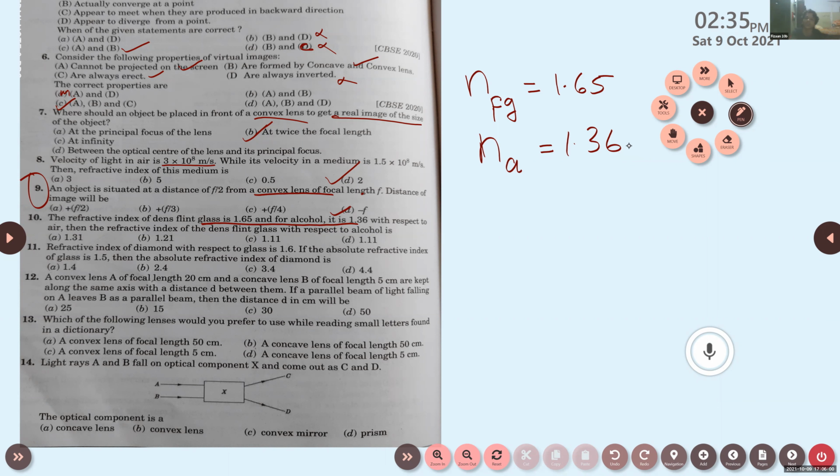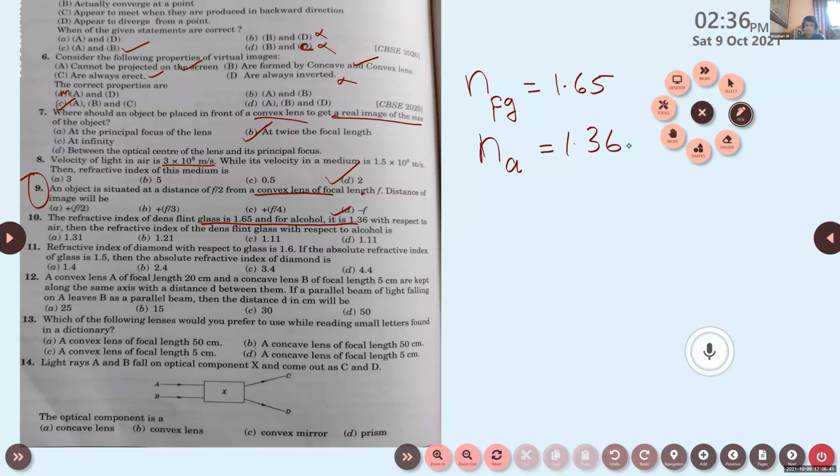And use the refractive index equation. Yes, what is that? n is equal to c by v, the Greek letter. That is the general equation. We are already told that we can use that equation if and only if one of the given media is air. But here the two media are different. One is flint glass and the other is alcohol. It is not air. So we cannot use that general equation for calculating the refractive index. And one more thing is, here they have provided the refractive index of these two media. They have not given the velocity of light in these two media. So how can we find out the refractive index of flint glass with respect to alcohol?